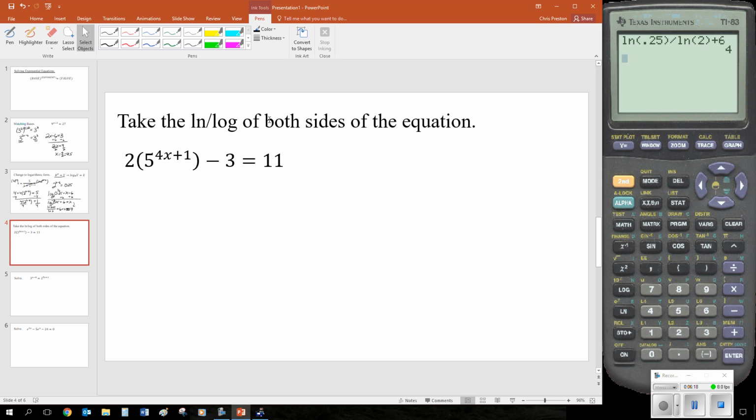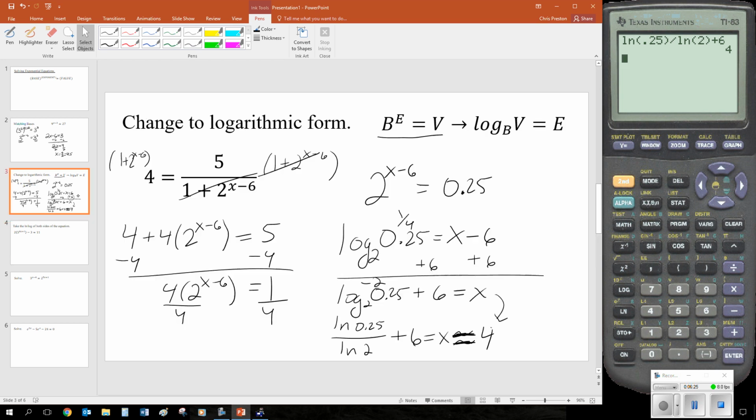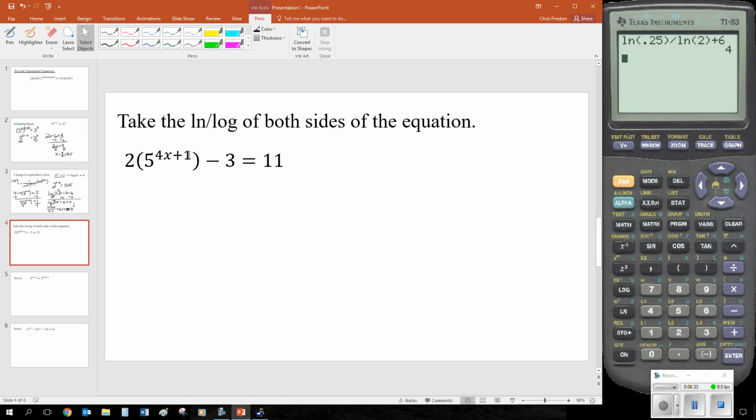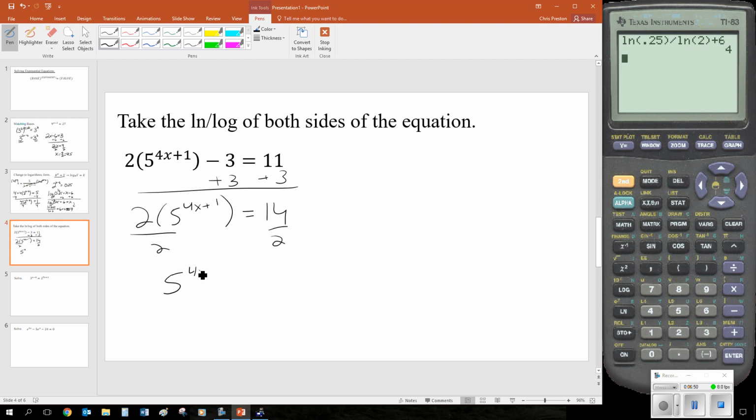So that's another way. A third technique is to take the natural log of both sides. So let's say I have this problem. Again, what I'm going to have to start off by doing is just like here, get the base exponent equals value by itself. So I need to get this 5 to the 4x plus 1 alone. So I'm going to move this 3 over, add 3, 2 times 5 to the 4x plus 1 equals 14. Get rid of the 2, divide both sides by 2. So 5 to the 4x plus 1 equals 7.